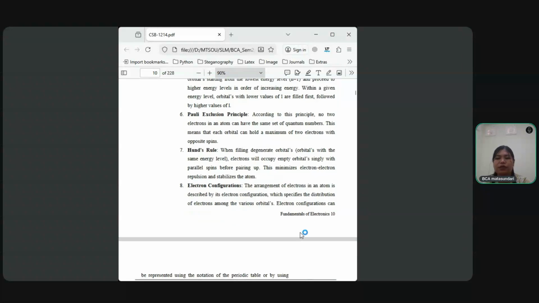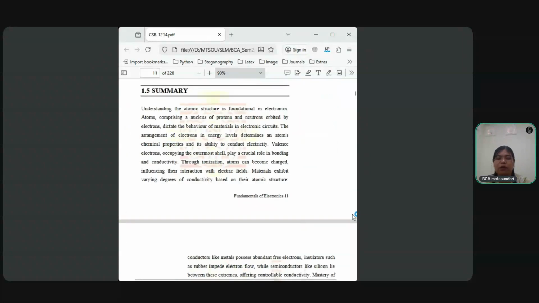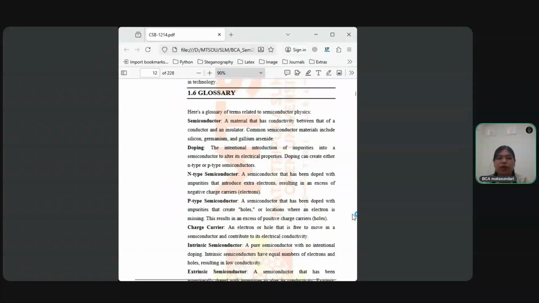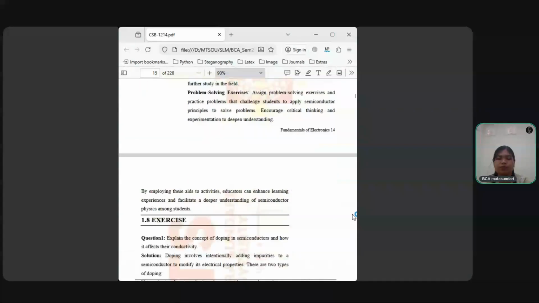Electron configuration. The arrangement of electrons in an atom is described by its electron configuration. We specify the distribution of electrons among the various orbitals. Electron configuration can be represented using the notation of the periodic table or by using an orbital diagram. So this is the end of our first unit.